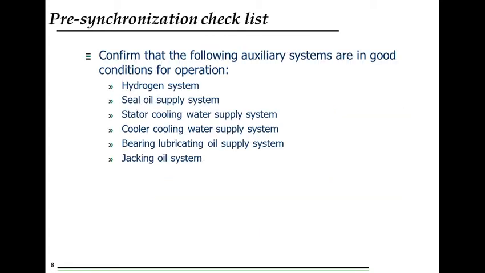Now, before we start the synchronization process, all the auxiliary systems should be in good operating condition. So we need to check these auxiliaries. These auxiliaries include the hydrogen system. The hydrogen is used for cooling the generator rotor. Then the seal oil system, which is used to seal the hydrogen so that there is no impurity ingress in the hydrogen. Then the stator cooling water supply system. Then the cooler cooling water supply system. Then the bearing lubricating oil system and the jacking oil system. Apart from these, others are also important to be checked, but these are critical since when the system comes into service, these will play a vital role.